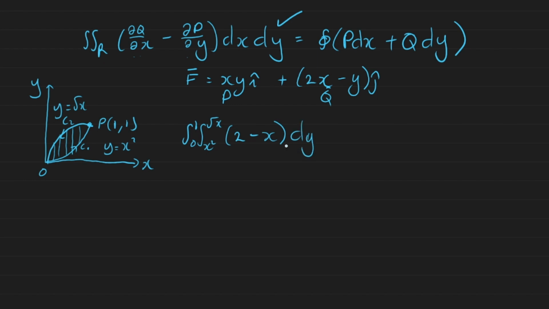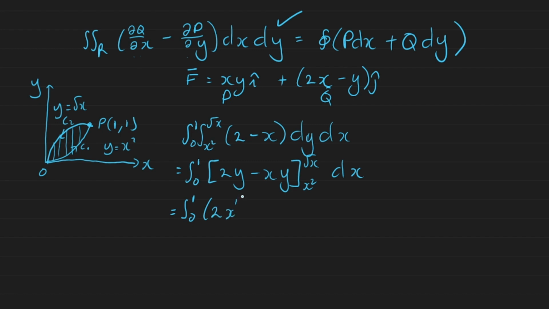Our order of integration is we're integrating with respect to y first, and then with respect to x. x goes from 0 to 1, the outer integral. So when we do that, we get the integral from 0 to 1 of 2y minus xy, going from x squared to the square root of x, dx. When we substitute that in, we get the integral from 0 to 1, putting in x to the power half, since the square root of x is x to the power half. We put that in here, so we get 2x to the power half minus x to the power 3 over 2.